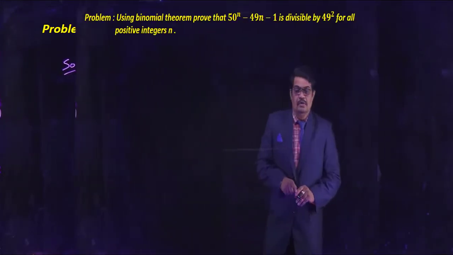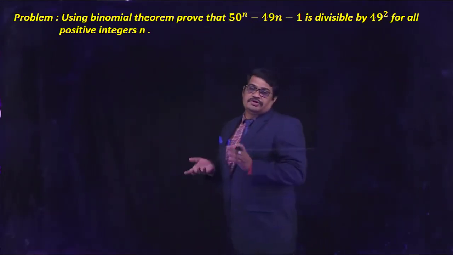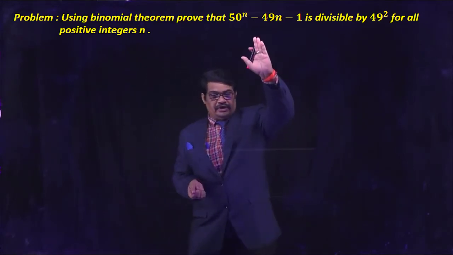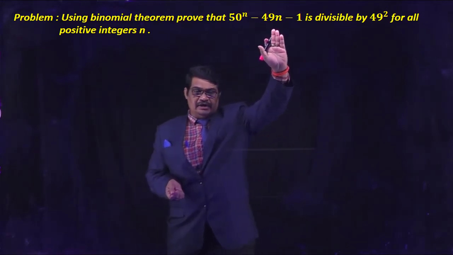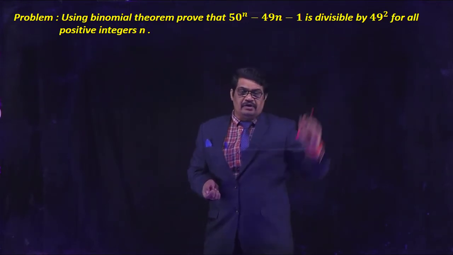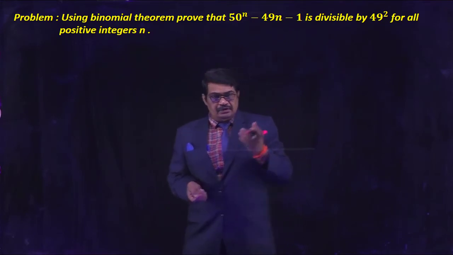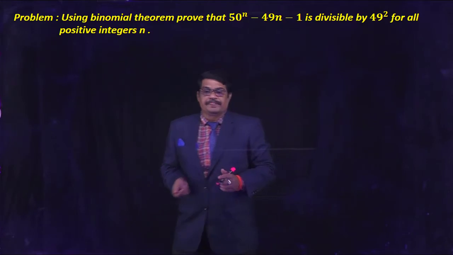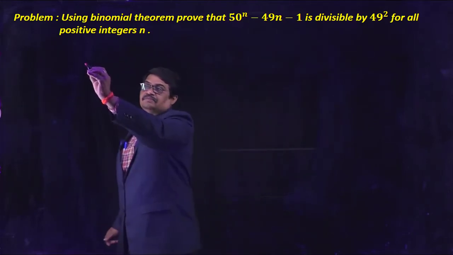See another problem. Using the binomial theorem, prove that 50 to the power of n minus 49n minus 1 is divisible by 49 square for all positive integers n. Now, this is our proving. See the solution.